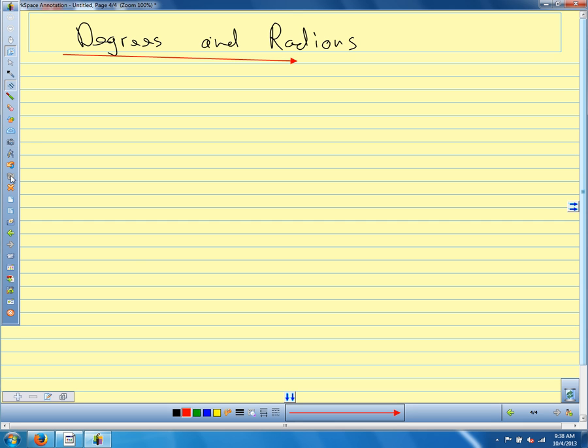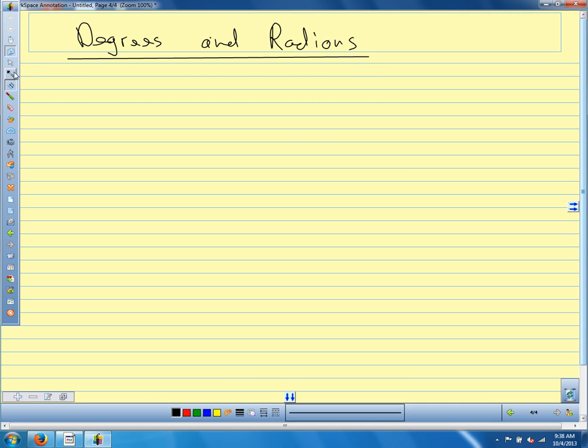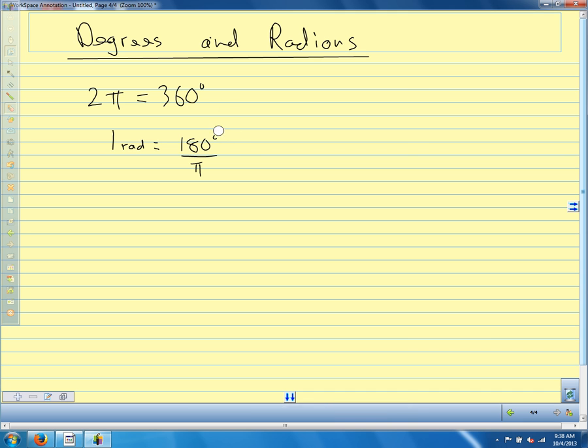The last thing we need to talk about is how we switch back and forth. Sometimes we have our angles in degrees and we want them in radians, or the other way around, and we want to know how to deal with that. So 2 pi radians is how many degrees? So 1 radian would be how many degrees? We just divide both sides by 2 pi, and 1 radian is 180 over pi degrees. So there's our conversion from radians to degrees.